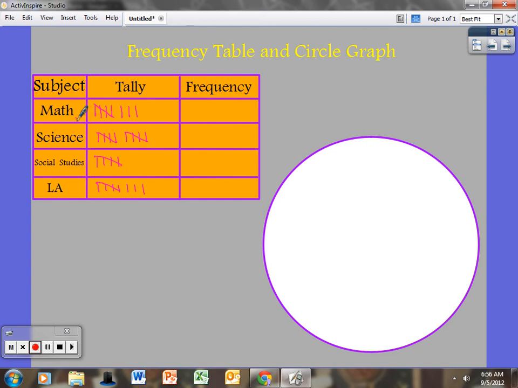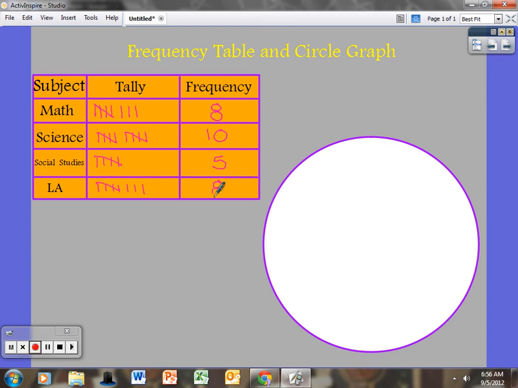I randomly polled students on their favorite subject in school, and I had 5, 6, 7, 8 people say mathematics, so that means a frequency of 8. I'm just changing the tallies into whole numbers. I have science, 5, 10. Social studies I had 5. Sorry, Miss Spagnola. And for language arts I had 5, 6, 7, 8.